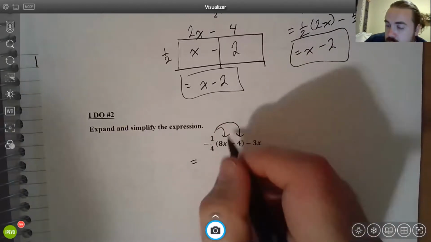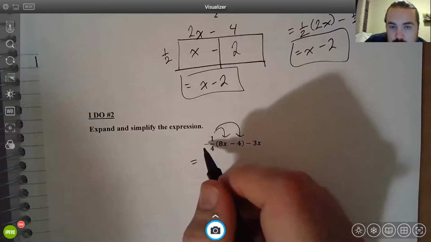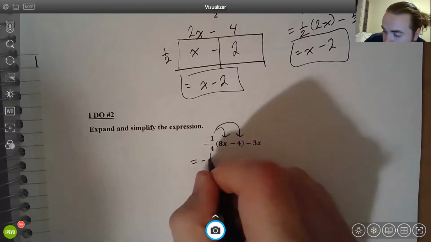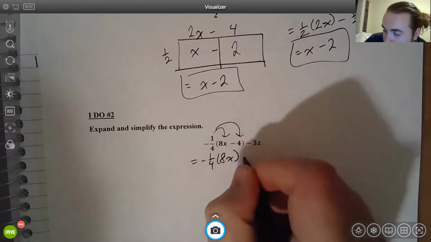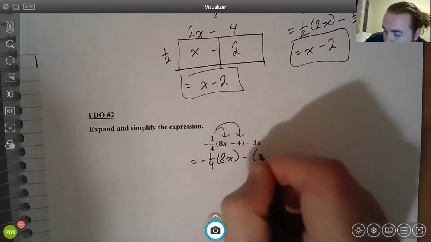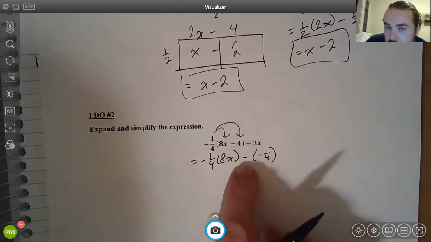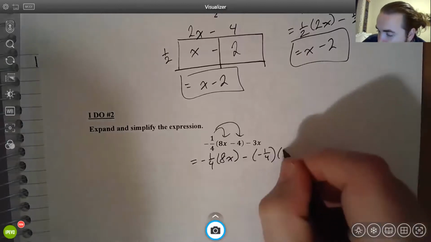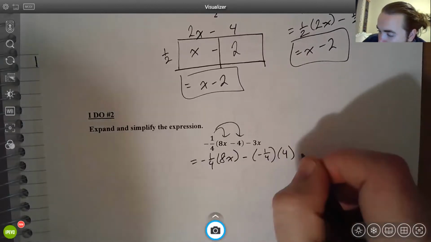Remember, I want to write out multiplication here, especially because I'm distributing a negative. So I have -1/4 times 8x minus, just drop that down, -1/4, in parentheses because it's following an operation, times 4 minus 3x.